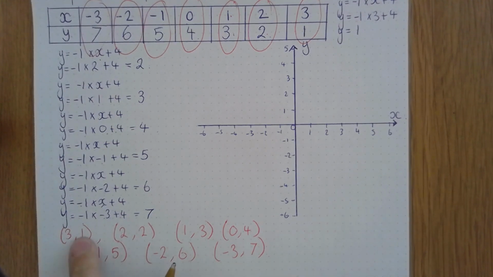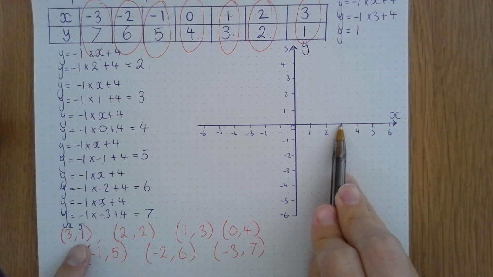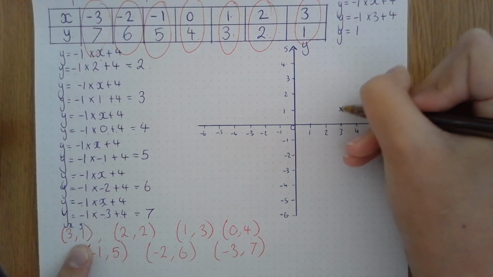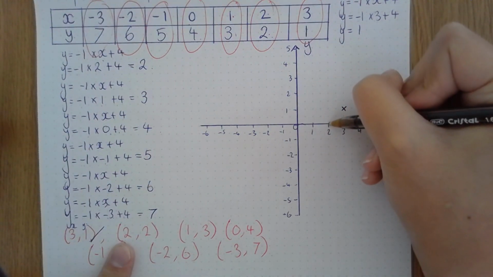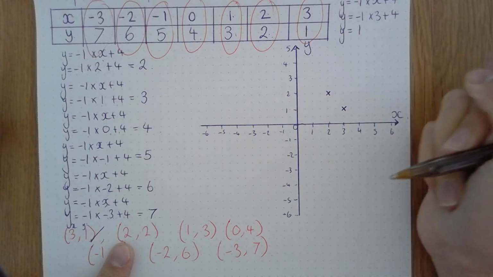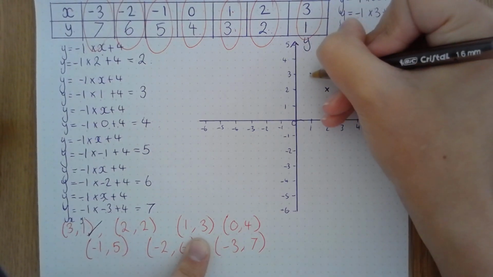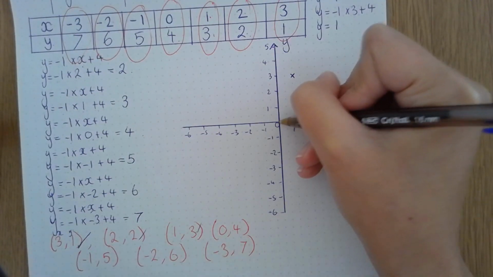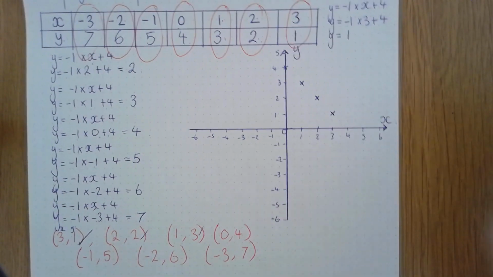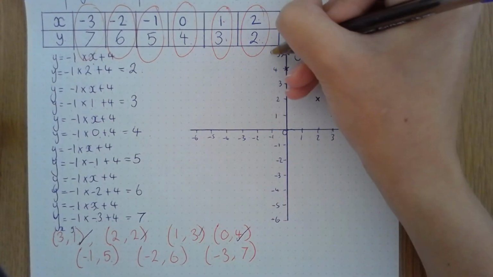So we've got the coordinate 3, 1. Remember, this is x, this is y. So we go 3 along, so we find 3 on our along part, which is there, and then we go 1 up. So 3 and 1 up, which is there. So we've done that one. 2, 2. So we go along to 2, and then up to 2, which is there. 1, 3. So we go along to 1, up to 3. So we've done those two. 0, 4, so we go along to 0 and up to 4. Done that one. Negative 1, 5, so we go along to negative 1 up to 5.